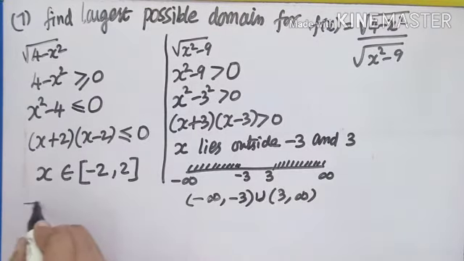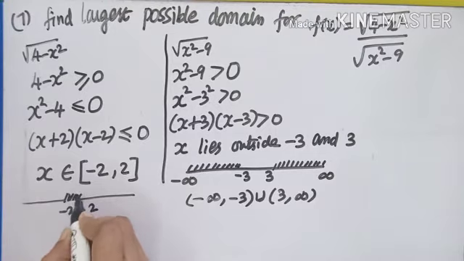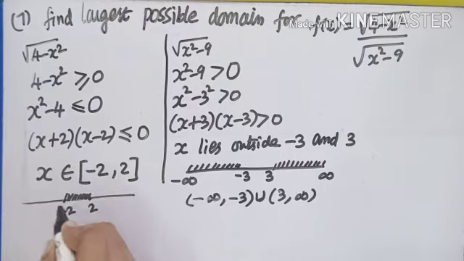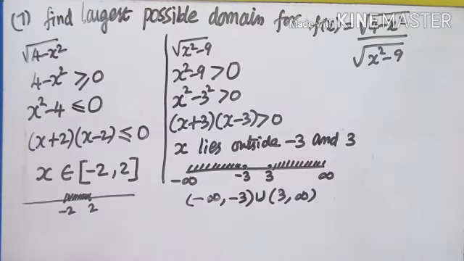What about this one? This tells me from minus 2 to plus 2. I have this area. Here it is a closed interval, so I can put a thick dot. Here it is an open interval, so I must put an open dot like this.